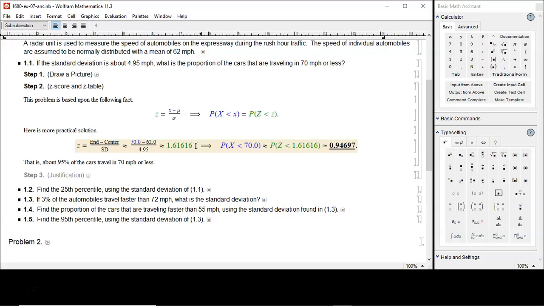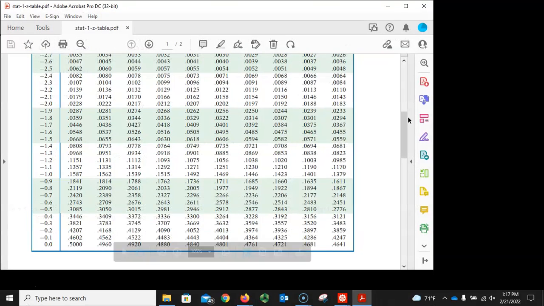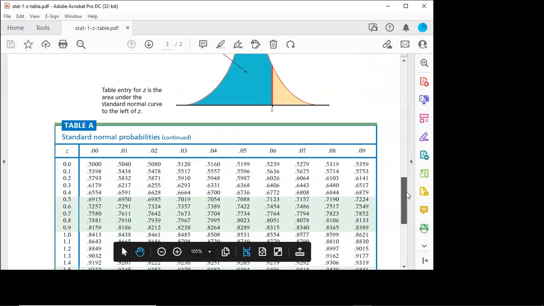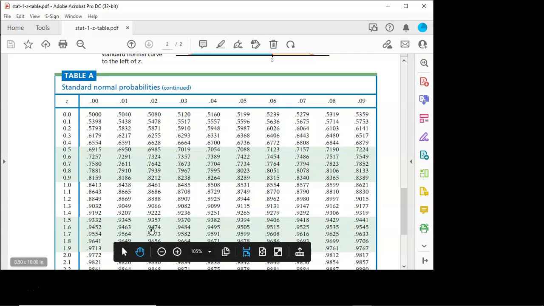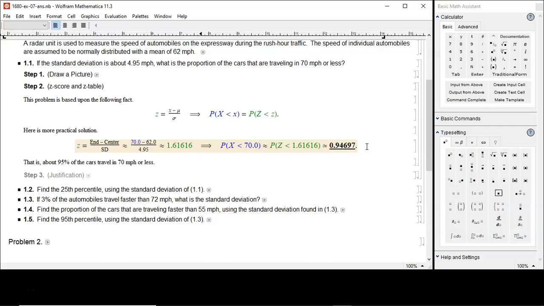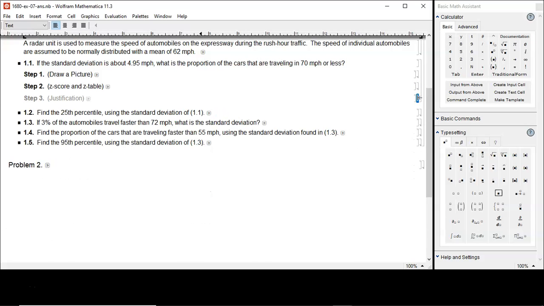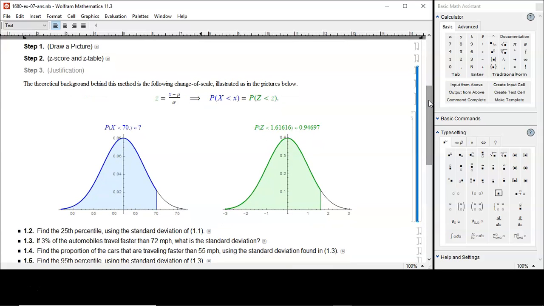So what is your probability? Just look up the z-score, 1.62. Look up the z table, and 1.62 is down here. What do you have? 0.9474. Yeah, that's the probability. Here I used Mathematica to calculate, so I got a slightly better number, 0.94697. Eventually we end up with about 95%. The justification is x minus mu over sigma, something we have been doing at the 3000 level.